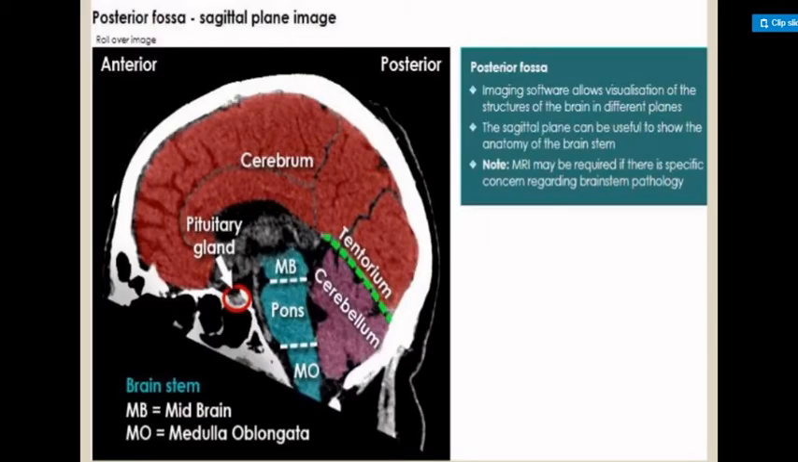Posterior fossa also, imaging software allows visualization of the structures of the brain in different planes. The sagittal plane can be useful to show the anatomy of the brainstem. Note that MRI may be required if there is a specific concern regarding brainstem pathology. So MRI is beneficial if a lesion is present in the brainstem. See here the brainstem, midbrain, medulla oblongata. This is the blue structure in this slide or CT.